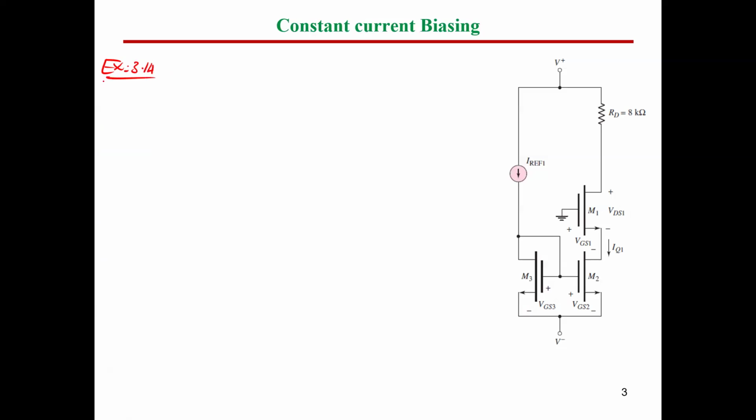So the example says, in the circuit shown in the figure here, the given data are I reference equals 0.2 milliampere. The V threshold of the transistors is 0.4 volt.